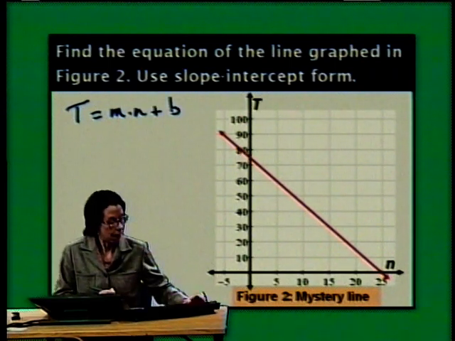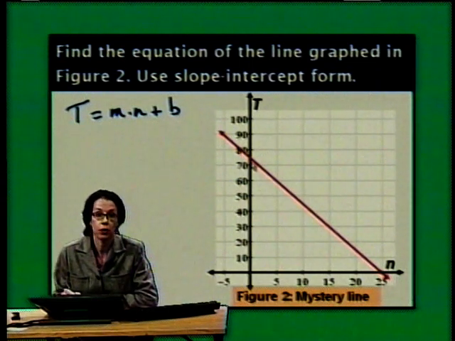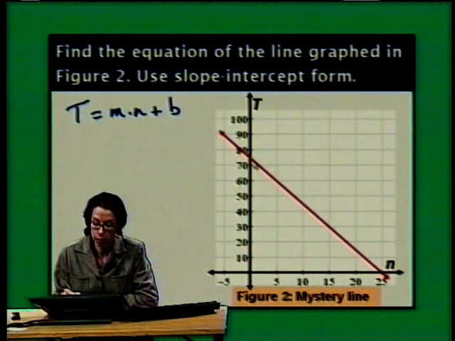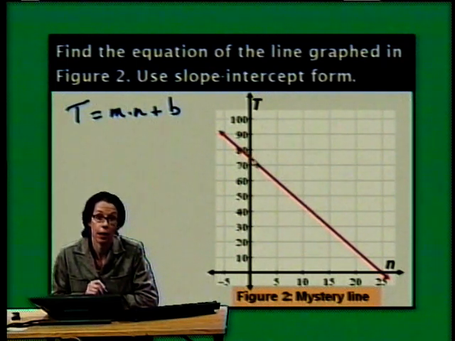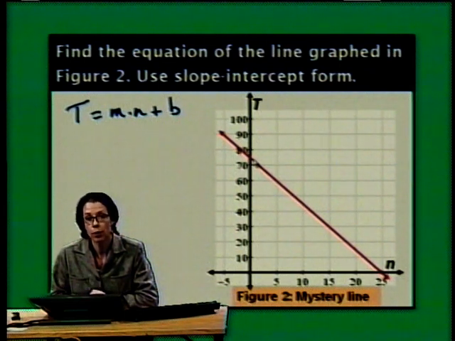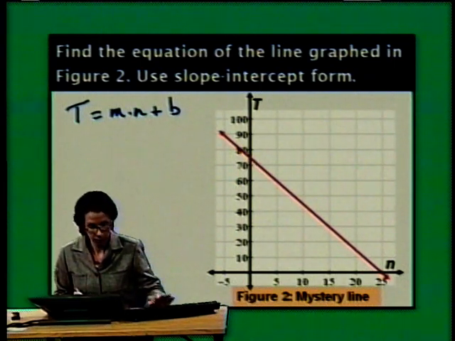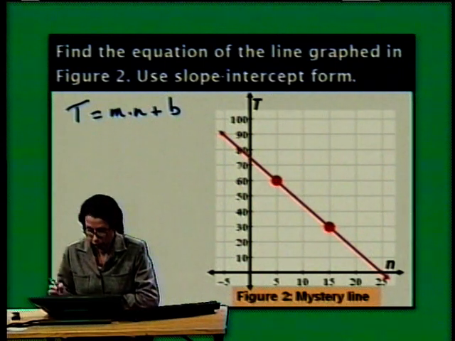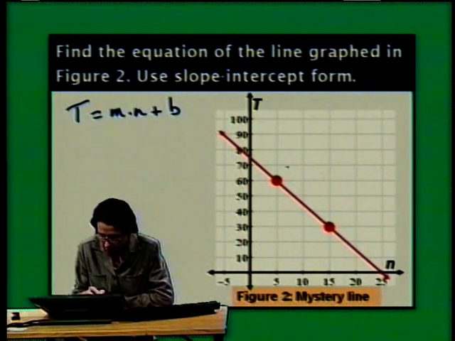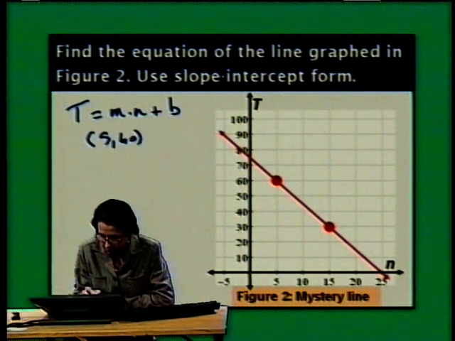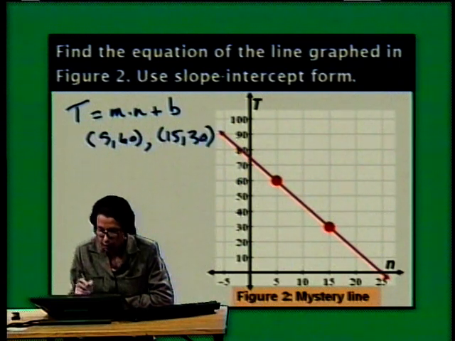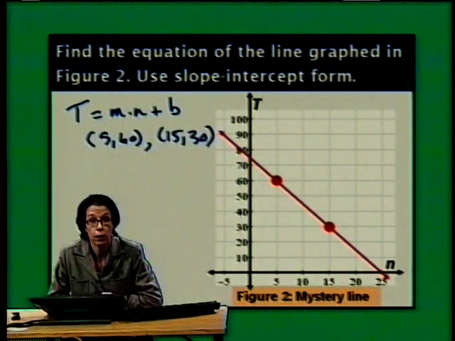Now when I look at this graph, I can't read the vertical intercept right off the graph. It looks to be somewhere between 70 and 80, and maybe even halfway between 70 and 80, but I don't know for sure. So what I'm going to want to do here is choose 2 points off the graph that I can read and find the equation of the line. So here are 2 points. I have the point (5, 60), and it looks like I also have the point (15, 30). And I'm going to use these 2 points to find the equation of the line.